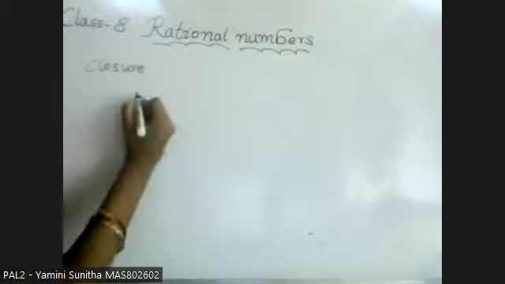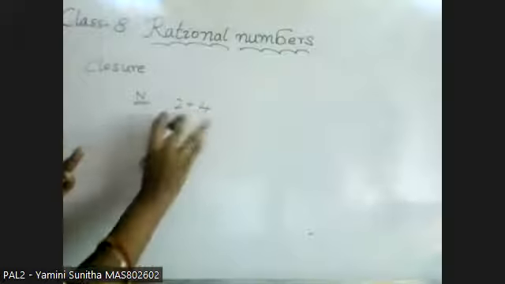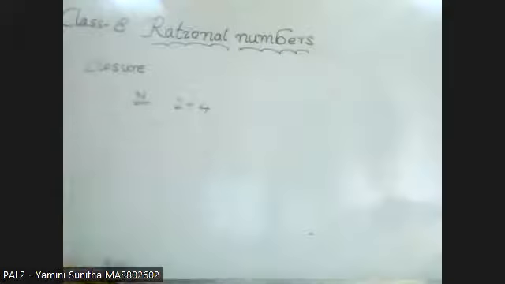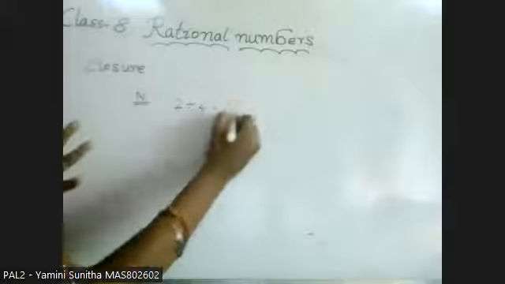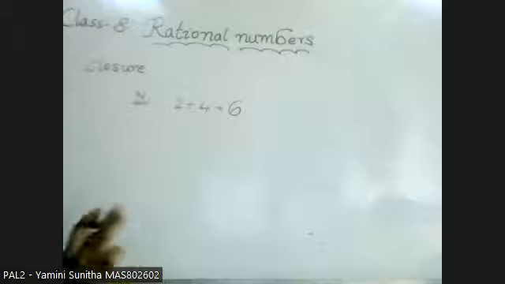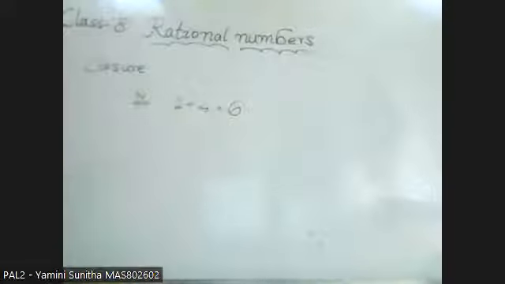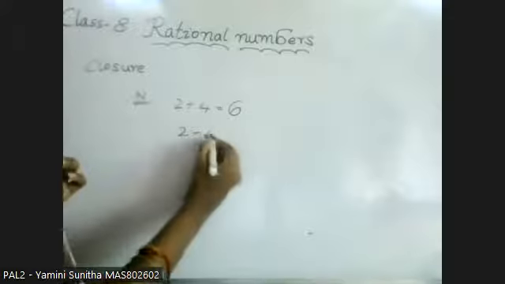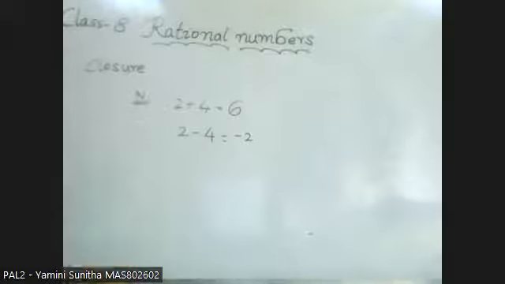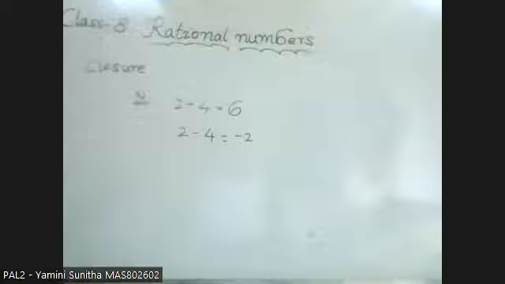For example, if we take natural numbers, if we add 2 plus 4, both belong to the same number system, natural numbers. And we get the result 6, and 6 belongs to the same number system. That is the closure property. So when we add two natural numbers, we get a natural number. But when we subtract two natural numbers, we won't always get a natural number. 2 minus 4 is minus 2, which belongs to integers and is not a natural number. So natural numbers are not closed under subtraction.